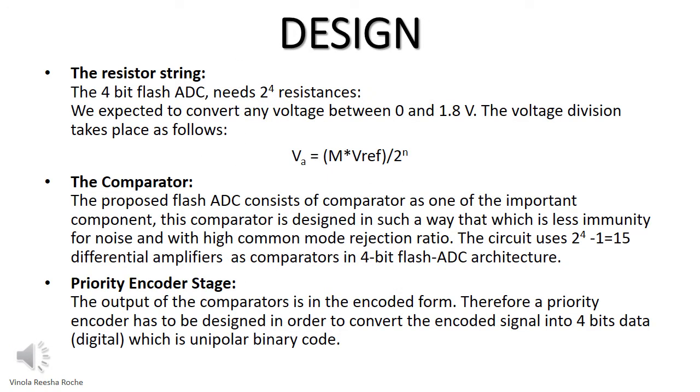The design of a 4-bit flash ADC has three important components: the resistor string, the comparators, and the priority encoder stage. We make use of 2^n resistors, that is, here we need 16 resistors. The value at each tap is given by the formula as shown. We also have 2^n-1 comparators, which are less immune to noise and have a high common mode rejection ratio. The next stage is the priority encoder stage, which converts the encoded signal into 4-bit digital data.